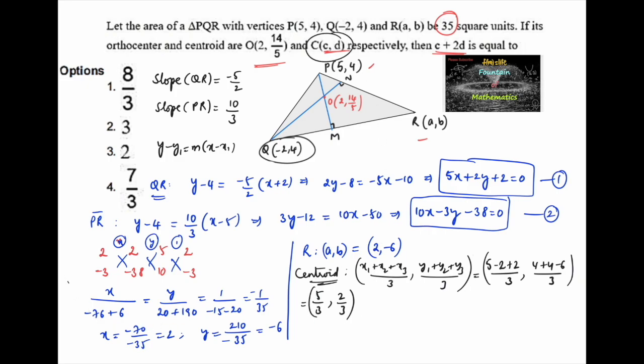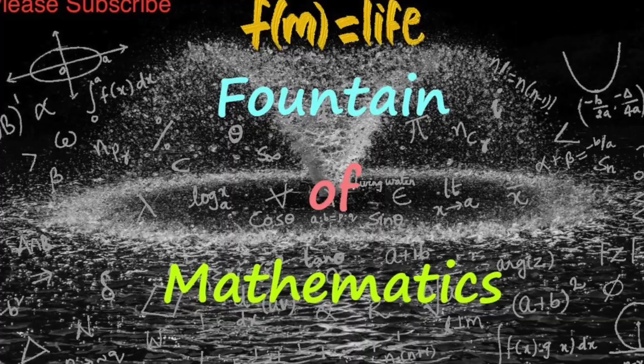So therefore C is equal to 5 by 3, D is equal to 2 by 3, and we need to find C plus 2 times D, that is 5 by 3 plus 2 times 2 by 3, which is equal to 5 upon 3 plus 4 by 3, which is 9 upon 3, which is equal to 3. So 3 is the answer, which is our option 2.